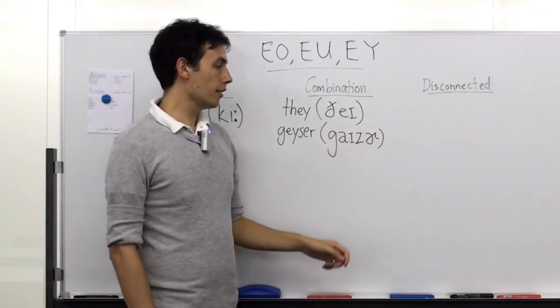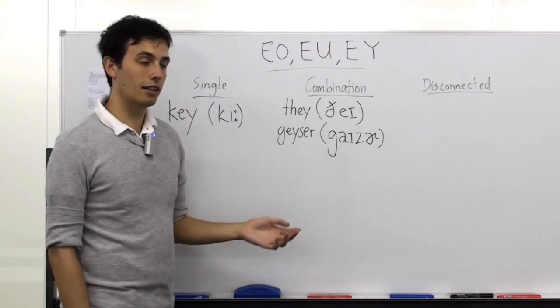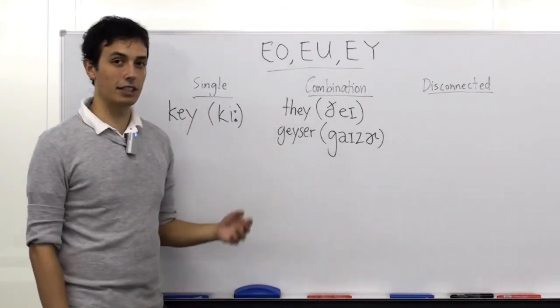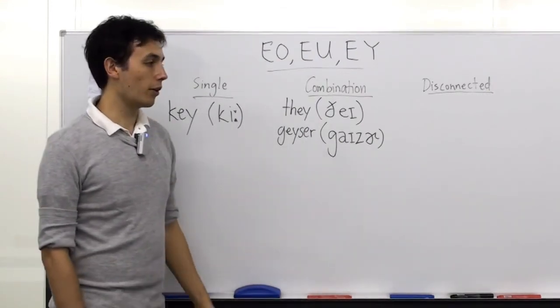With the British spelling, you'd be more likely to say geyser. Have you seen that geyser? That geyser is huge.